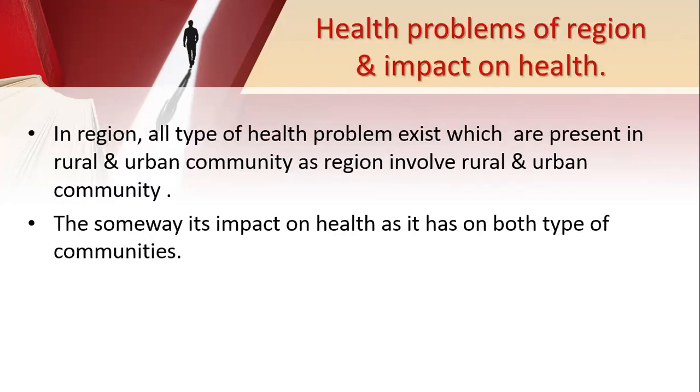Lastly, we'll see health problems of region and impact on health. In a region, all types of health problems exist which are present in rural and urban communities, as a region involves rural and urban communities. In a region, we can see all types of health problems, from the urban or the rural community. Both are involved as regional health problems. In the same way, its impact on health is as it has on both types of community. This is regarding health problems of region and impact on health.